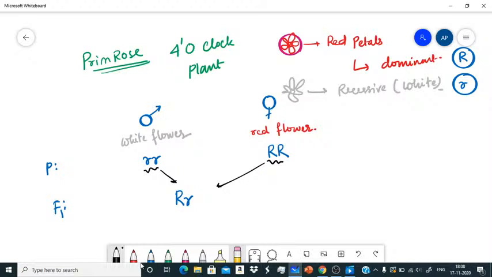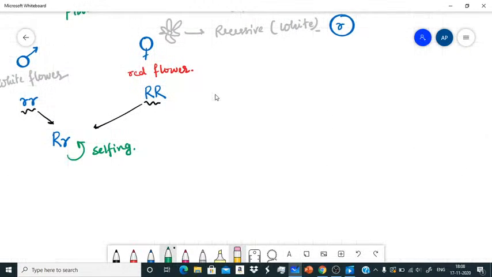Now for the F2 generation we will be doing what? We will be doing a selfing, and with that selfing what will we do? We will go to a Punnett square. Okay, now what will be the phenotype of this capital R, small r? The phenotype will be pink, because one allele for white, one allele for red, together they will make pink, because this plant shows incomplete dominance.